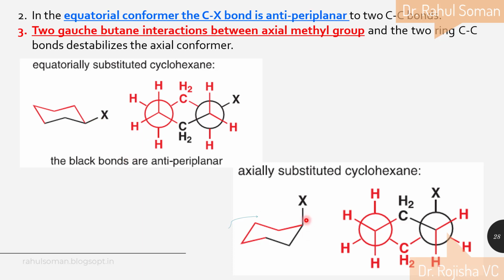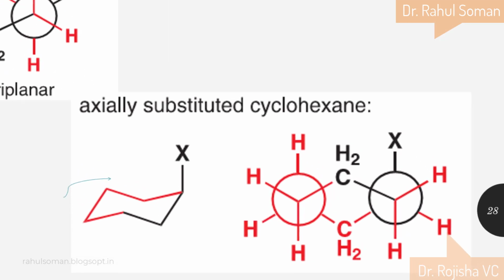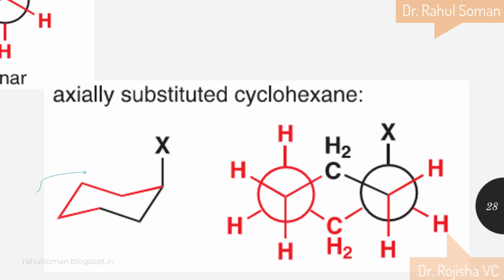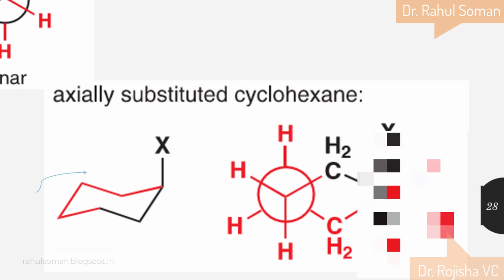Okay. While in the case of the axial bond, there are two gauche conformations it will form, because in this case CH2 and X are coming near to each other, so this is named as two gauche conformation. And why it is named as two gauche butane interaction, you can just see from this side, and just hide the back two carbons, then you will understand what is two gauche butane interaction.